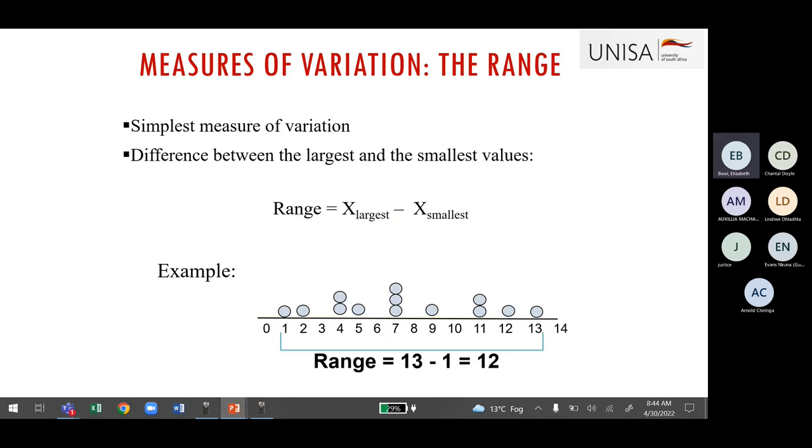So what is the range? A range gives you how far apart your data set is. It is the difference between your largest value and your smallest value. So if I have this data set where the bubbles represent my data, I have one and my highest value is 13. In order to find the range of this data set, I say 13 minus 1, which equals 12, and that gives me the range. And that's how you calculate the range.